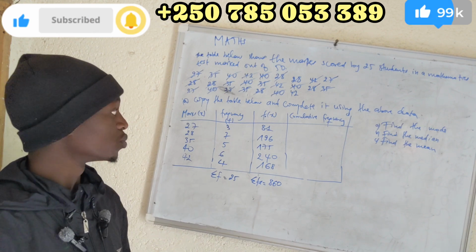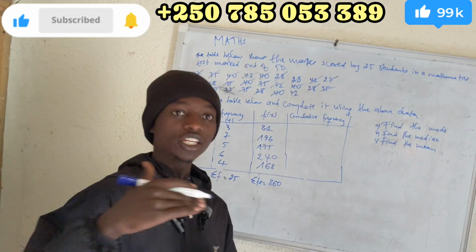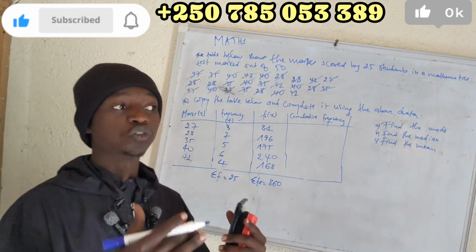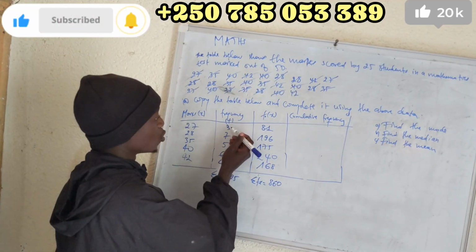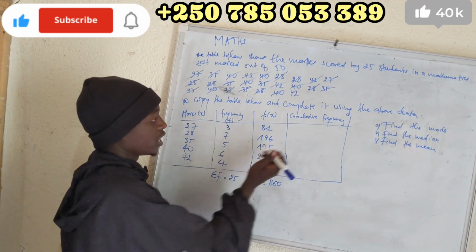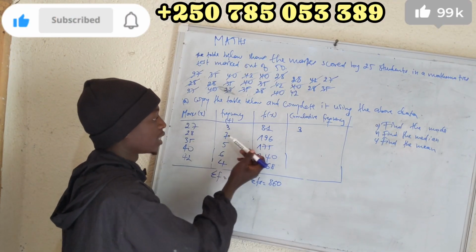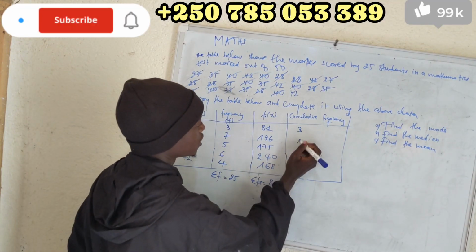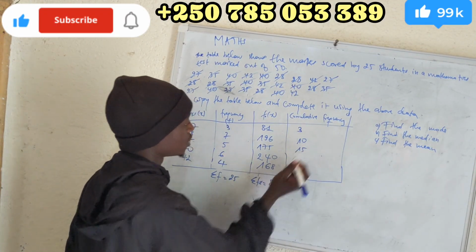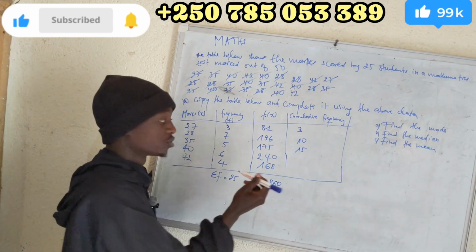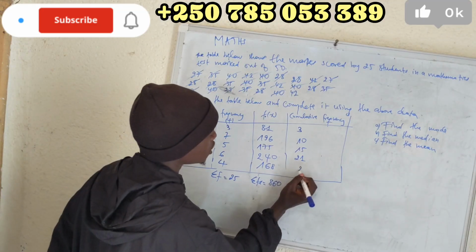How are we going to get the cumulative frequency? It is a very easy task for us. We take this 3 and put it here, and then we take 3 plus 7. We get 10. 10 plus 5, we get 15. 15 plus 6, we get 21. 21 plus 4, we get 25.